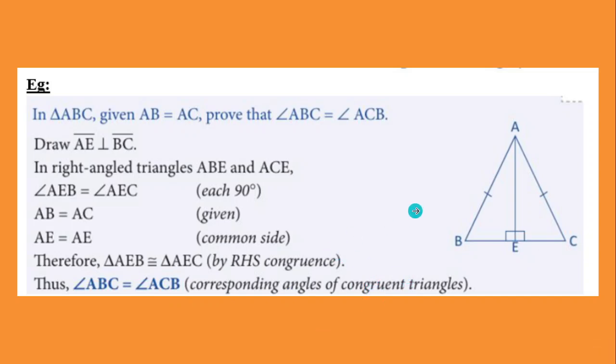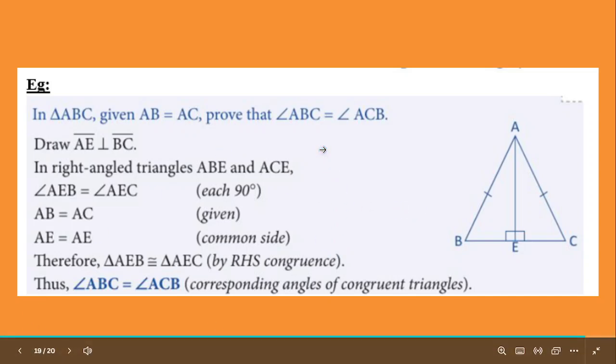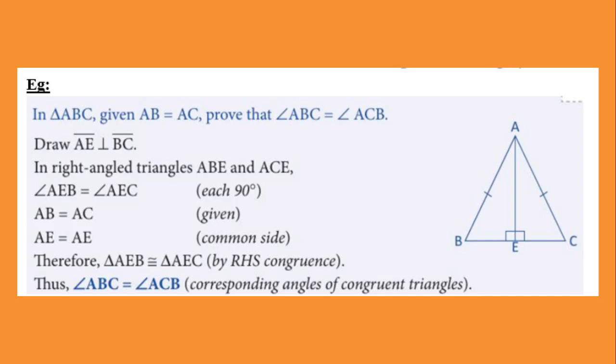So I hope you understood all these four criteria of congruency of two triangles. Okay, if you have any doubt, kindly go through it once again.